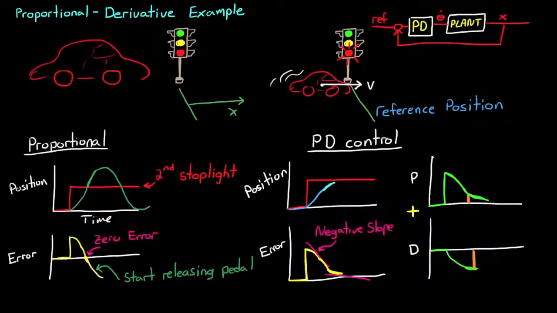Now, one way to think of the interaction between proportional and derivative is that the proportional path tries to get you to the destination as fast as possible, while the derivative part is trying to restrain you from moving too quickly. In this case, it takes the balance of the two to properly stop at the light.